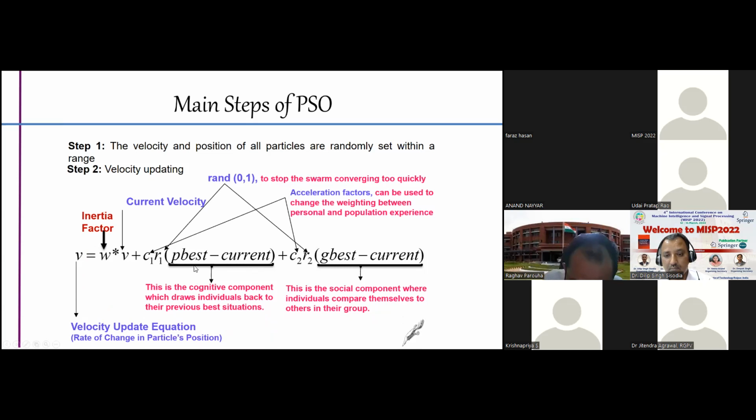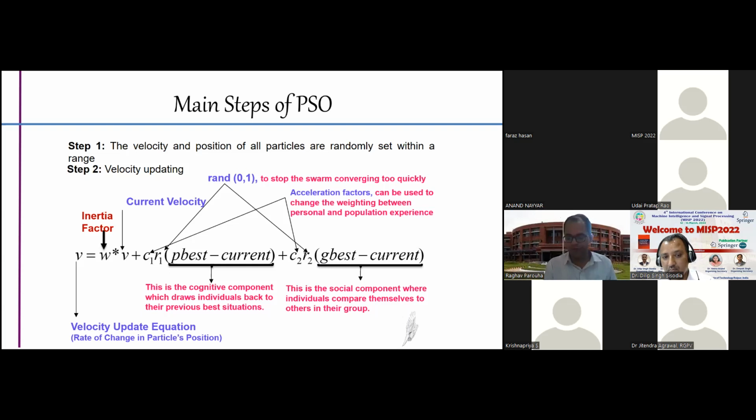Why is this one the cognitive component? Because here the particle is improving by itself; its personal best is improved, so it is cognitive, because everyone improves themselves. Next is C2 R2 into (G best minus current). This one is the social component, because here every particle is in contact with one global best particle and getting improvement.